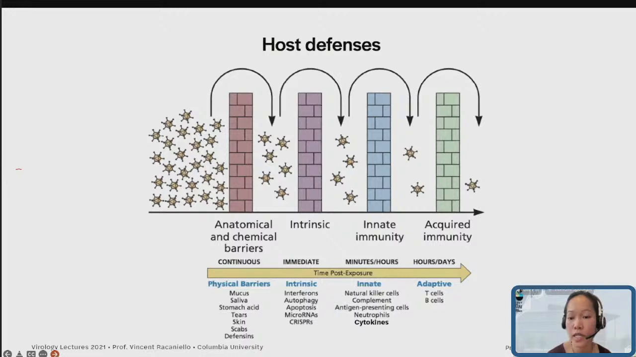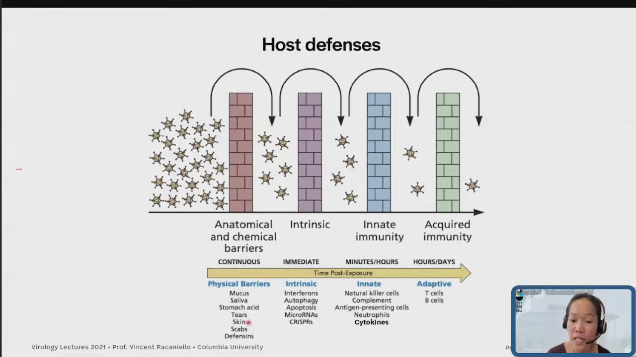So isa doon yung anatomical and chemical barriers na ang nagko-compose ay may mucus. Let me use my pointer. So from saliva, for example, kapag meron tayong mga viruses na nagta-target or na-transmit orally, meron tayong mucus, saliva from the mouth papunta sa esophagus, sa intestine, meron tayong mga mucosa like my stomach acid na sinusuppress niya yung proliferation ng virus, yung tears sa mata, yung skin natin, yung may mga keratinocytes yan na pinoprotektahan tayo.